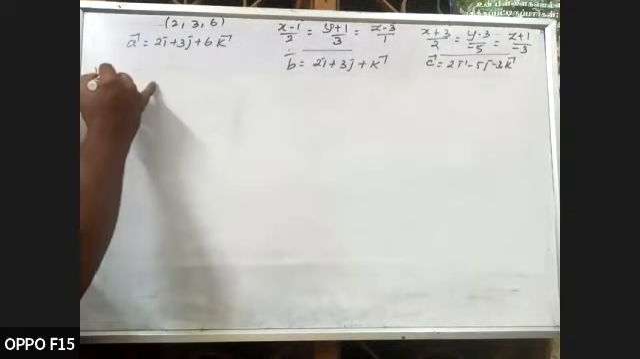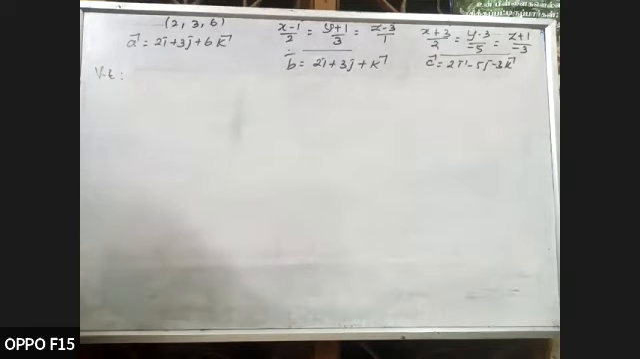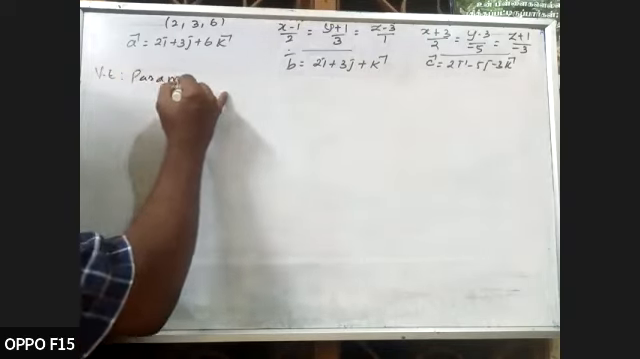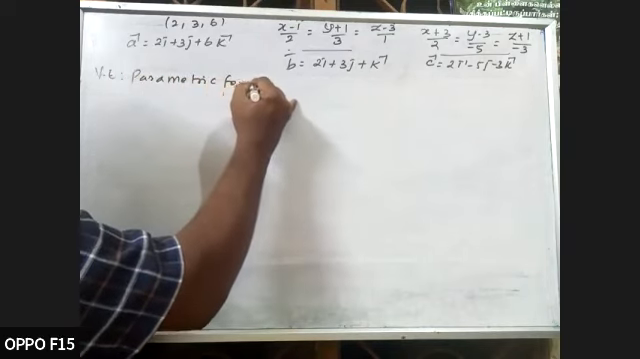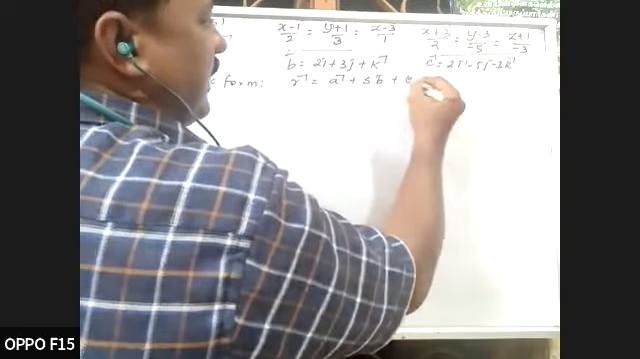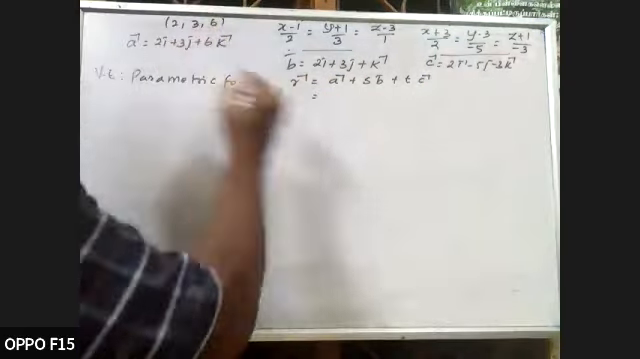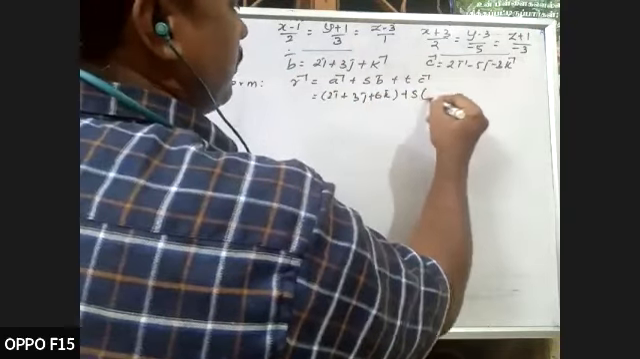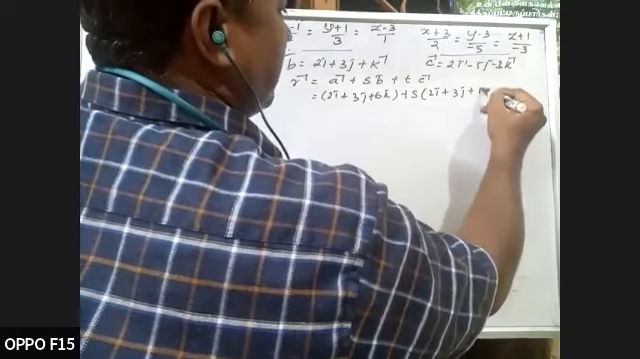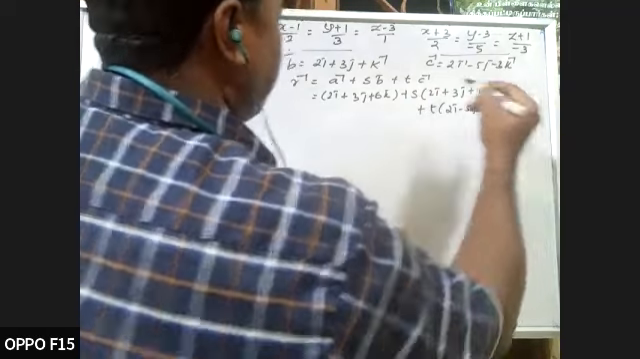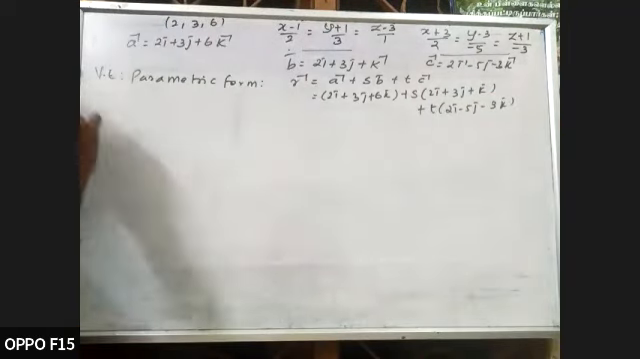First thing, the vector equation. The vector equation has two forms, parametric form and non-parametric form. First I will find the parametric form. Can anyone tell me the formula for the parametric form? Very easy. The parametric form is r vector equals a vector plus s into b vector plus t into c vector. That's all. Your a vector is 2i plus 3j plus 6k vector plus s into b vector 2i plus 3j plus k vector plus t into c vector 2i minus 5j minus 3k vector. This is the parametric form.